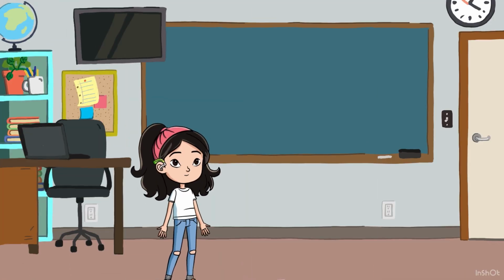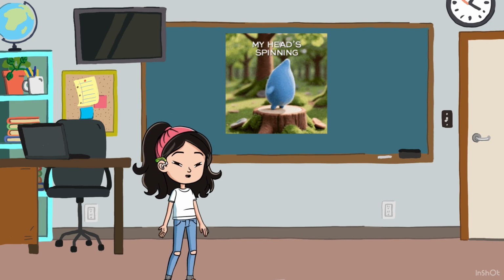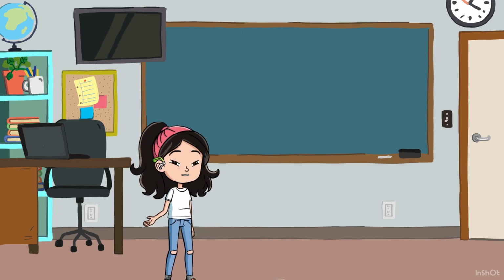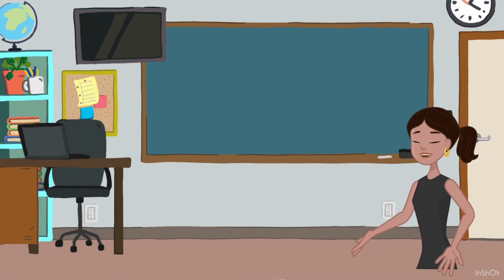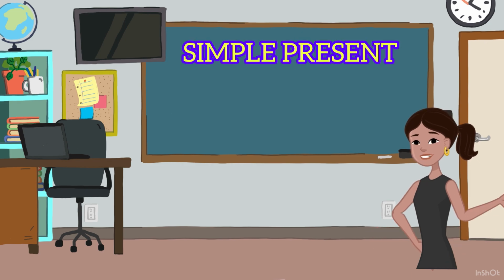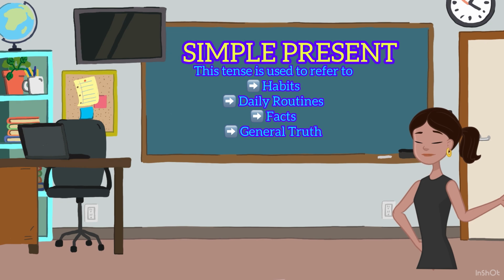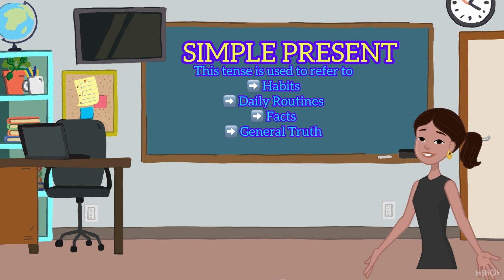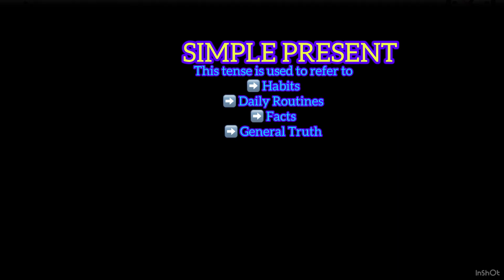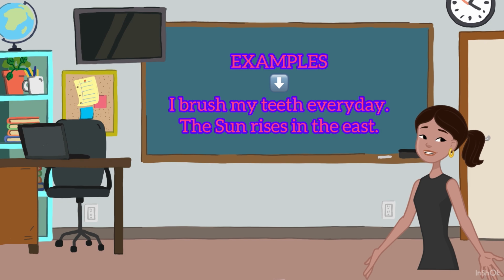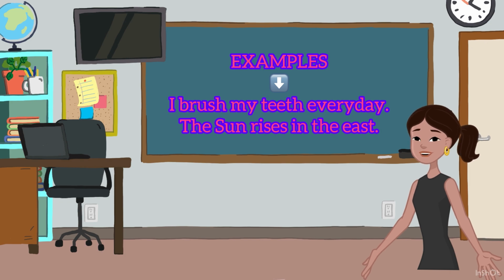Oh my god, ma'am, so many types. Are we gonna learn everything today in one class? No, today we'll learn just the first type, that is your simple present tense. We use simple present tense for daily habits, daily routines, facts, and general truths. For example, I brush my teeth every day. And the second example could be the sun rises in the east.